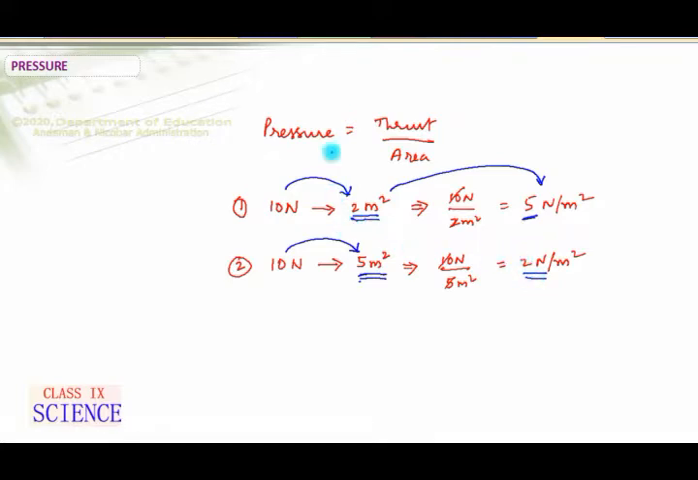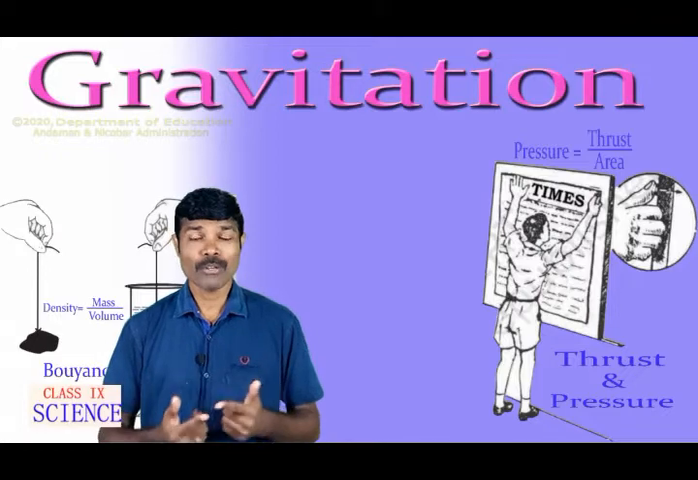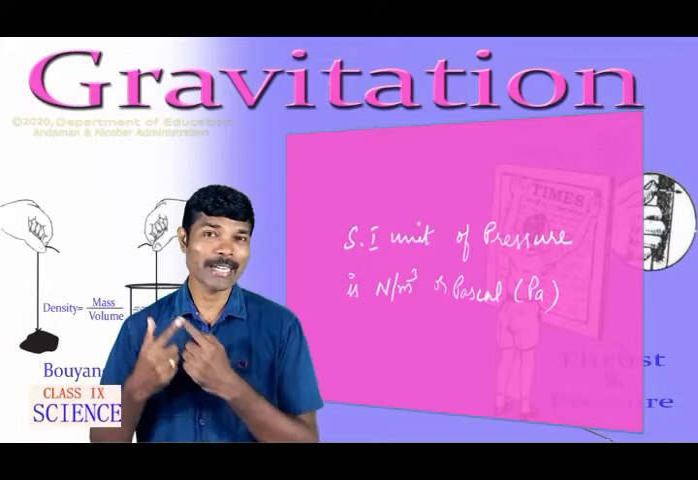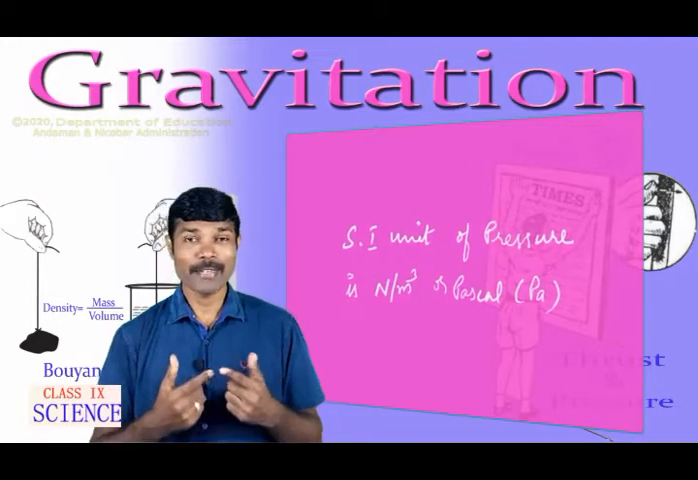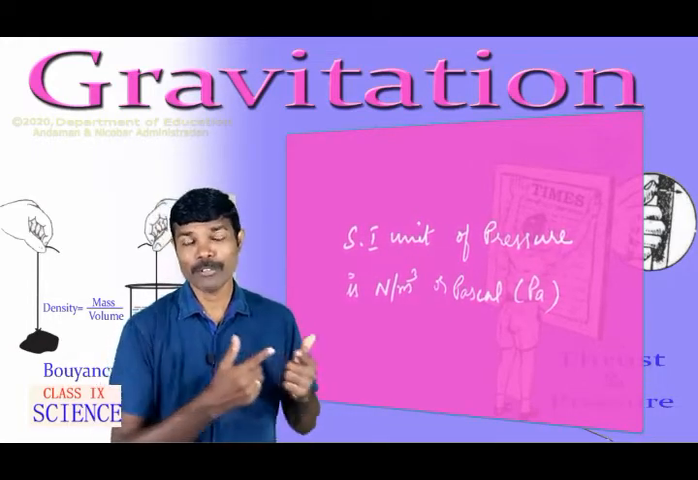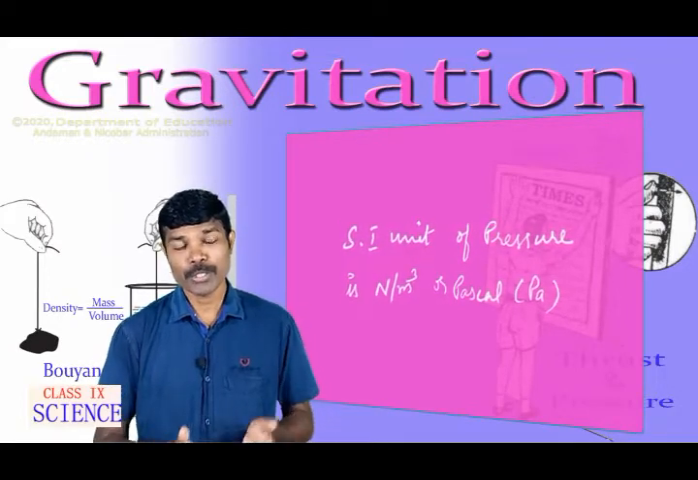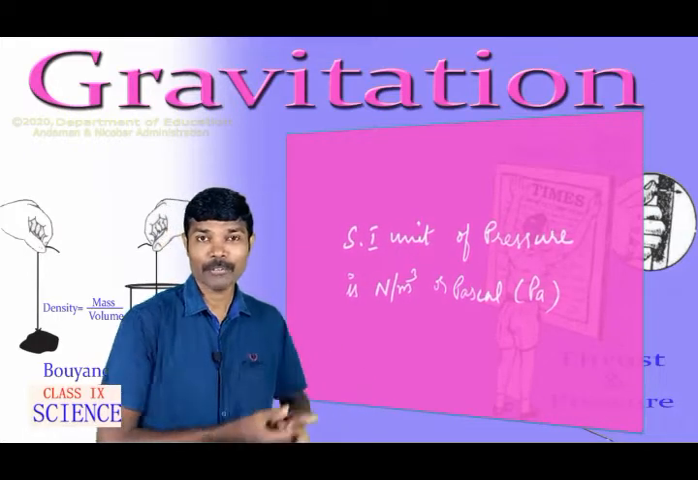So, we can say that pressure is inversely proportional to area. That means, if area of contact is increased, then pressure will be decreased. If area is decreased, then the effect of pressure will be increased. So, based on this pressure difference, based on the magnitude of the pressure exerted on an object, we can see different effects. On the basis of thrust and pressure, we can give the reason for the experiences what we were talking about in the beginning of this video.